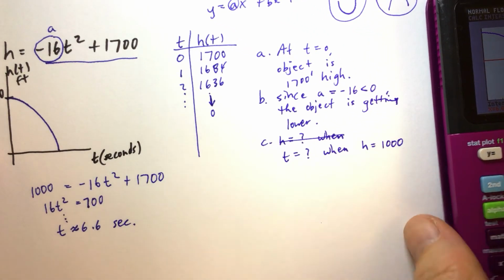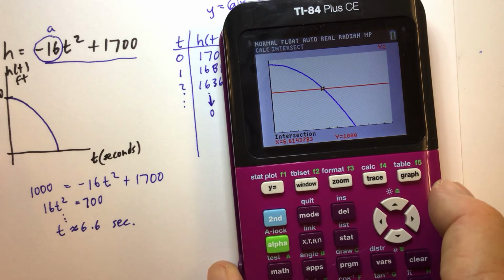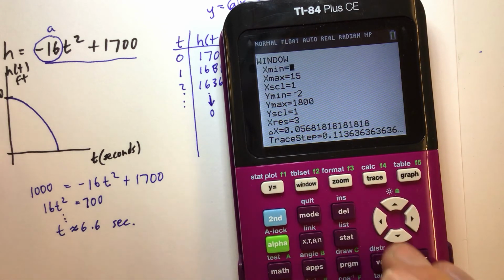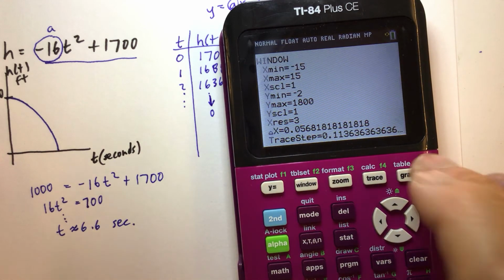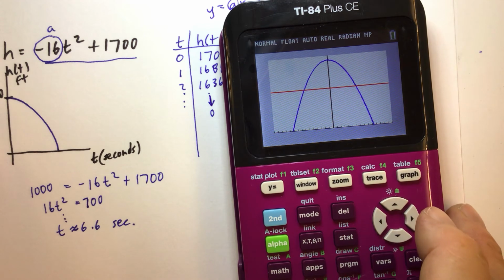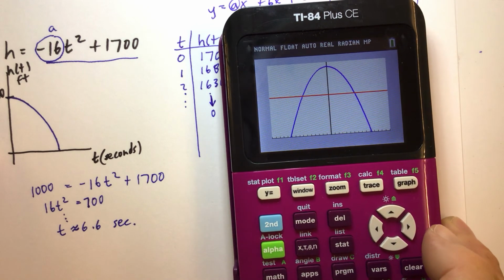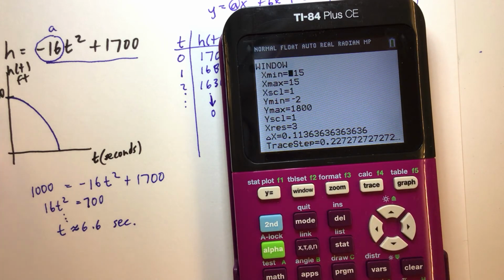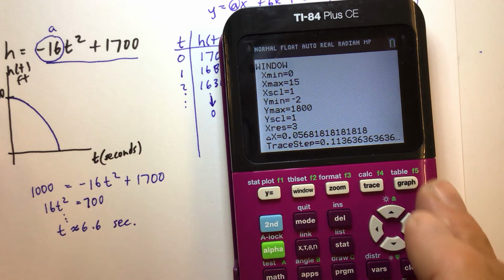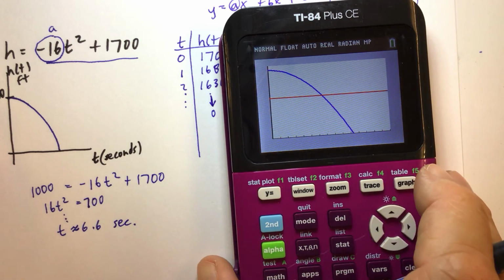Now you might think to yourself, if we were to graph this from negative 15 to 15, we would see a parabola like that. But in the context of the problem, the time has to start at 0. So that's why we're starting the time at 0. So x on the calculator again is time. All right? So we have 6.6 seconds.